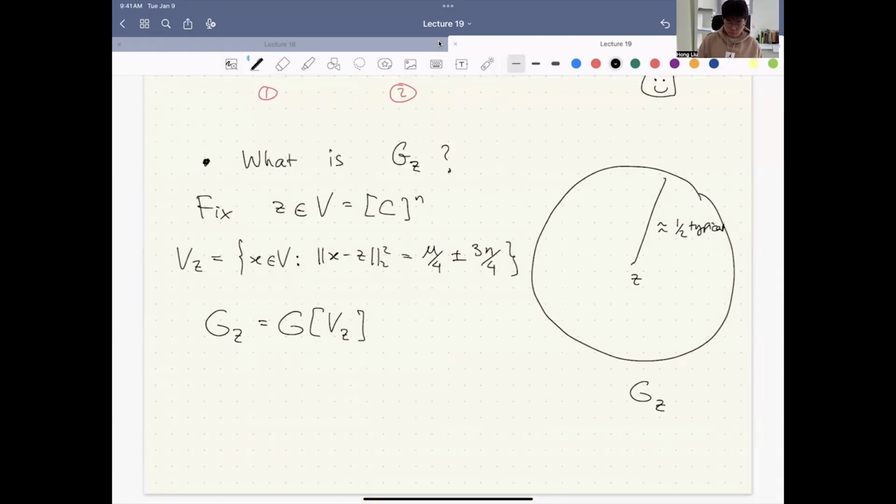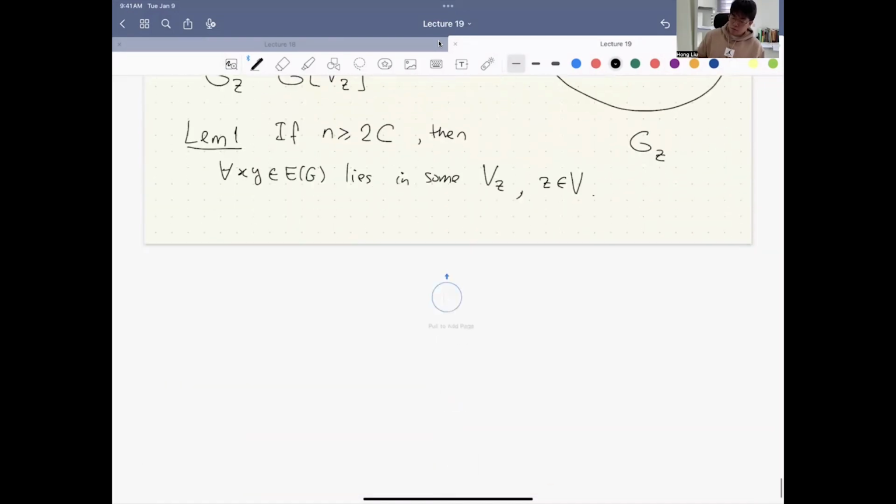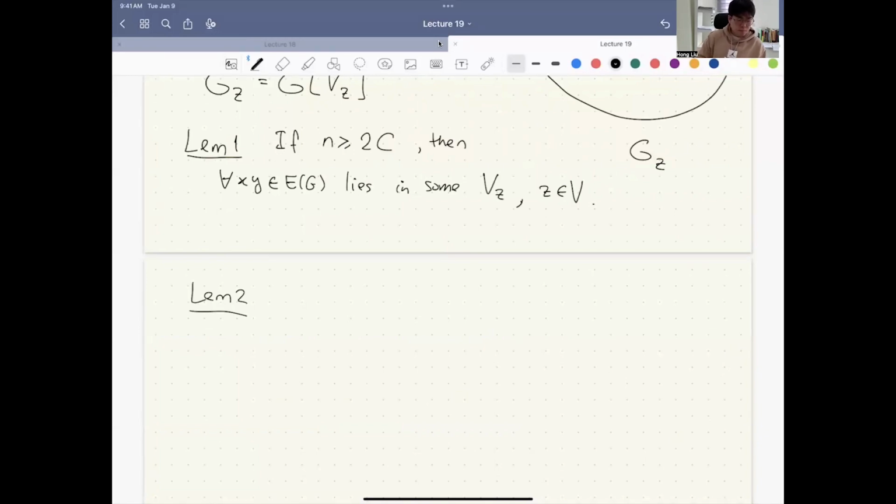So lemma 1: if the dimension n is at least 2 times the side length of the grid C, then every edge x, y in G lies in some V_z, where z is in B. So the edges can be covered. The second lemma is about the maximum degree. For any z in B, the maximum degree of G_z is at most 11 to the n, which, by our choice, will be capital N to the little o(1).